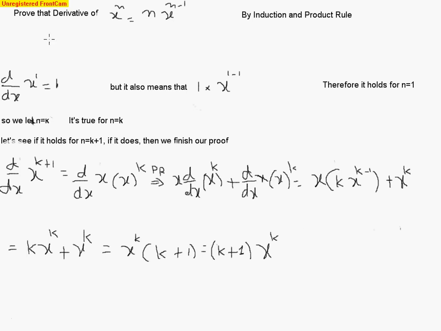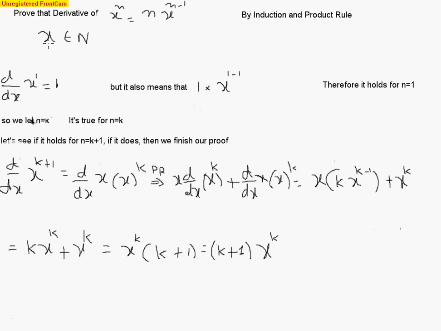Hi. In this first video of mine, I'm going to show the proof that the derivative of x to the n is equal to n x to the n minus 1, and we're going to do so by using induction and the product rule. First, to begin, we're going to let x be any whole number n.